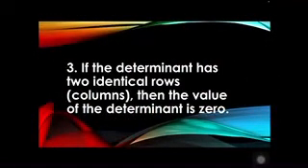If the determinant has two identical rows or columns, then the value of the determinant is 0. Two identical rows means the elements of the two rows are the same. If the elements of two rows or columns are the same, then the value of the determinant is 0.